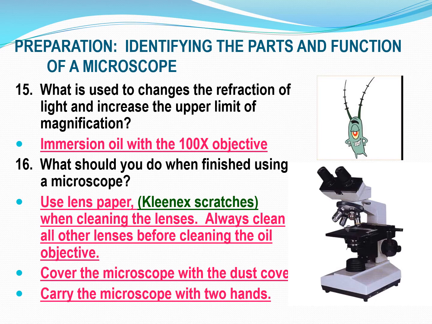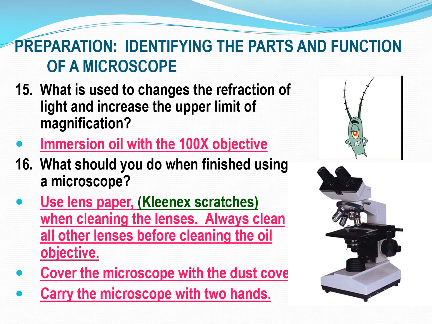Okay, we're still on the microscope, right? So we're talking about changing the refraction of light and increasing the upper limit of your magnification. Immersion oil with the 100 times objective. This is the way you do this, right? When we want to see those really, really small things, right?